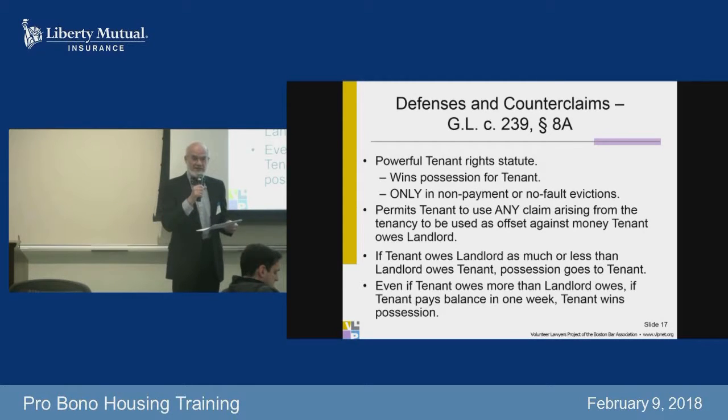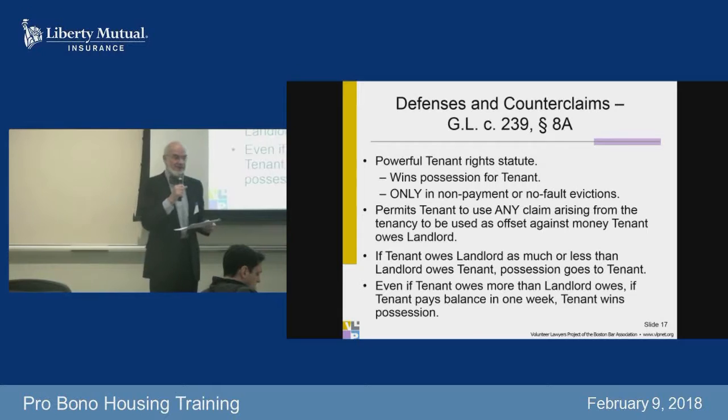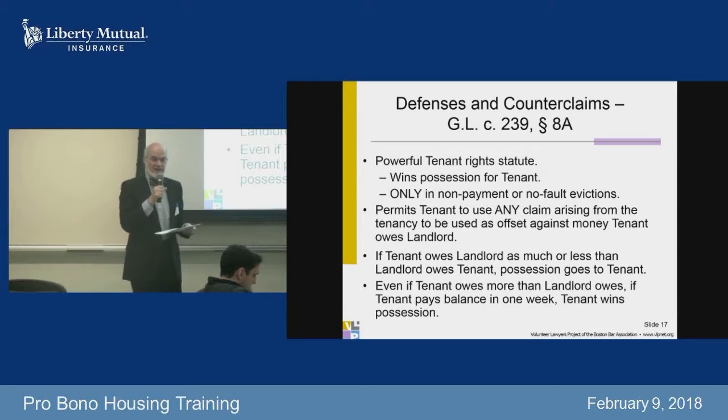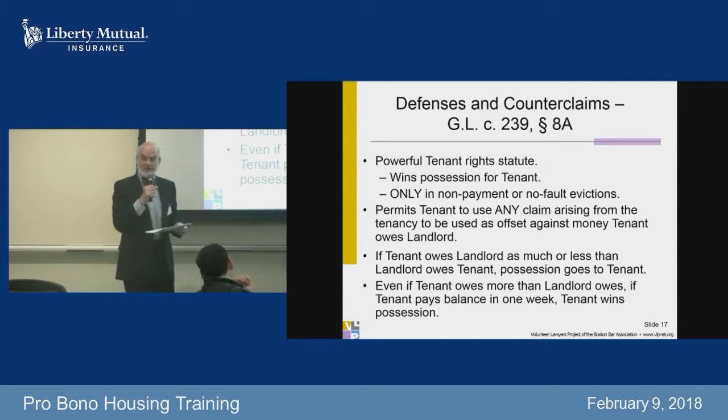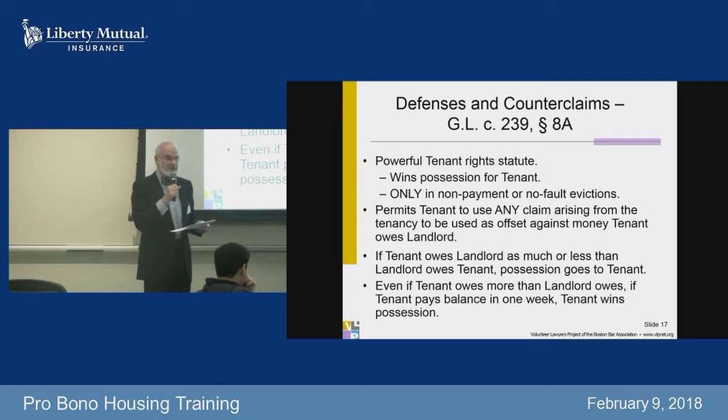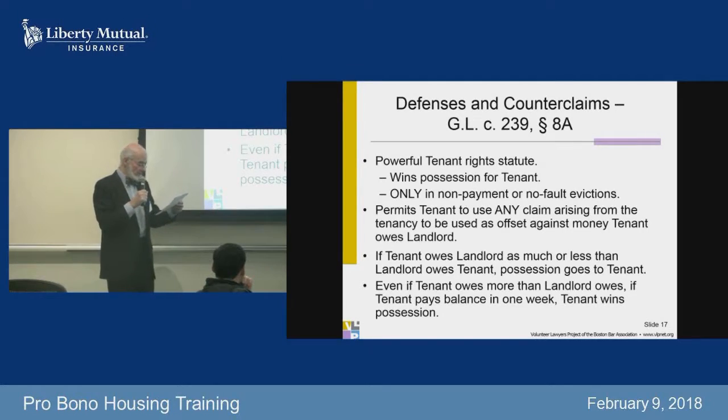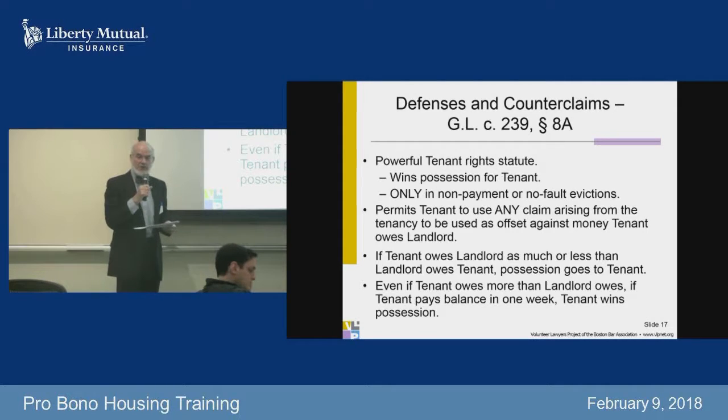The judge says, tenant, you owe the landlord $2,000, but the landlord only owes you $1,200. The tenant still gets to pay: if the tenant pays the balance of $800, and it's a 7-day statutory time period to cure. So this is a very powerful statute. 8A is only available in a non-payment case or a no-fault case in a residential tenancy. So it's not available in commercial cases, it's not available in post-foreclosure cases, and it's not available in fault cases. But it's available in non-payment and also in no-fault cases.